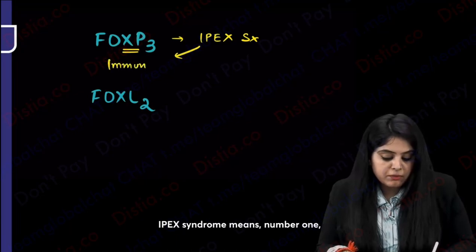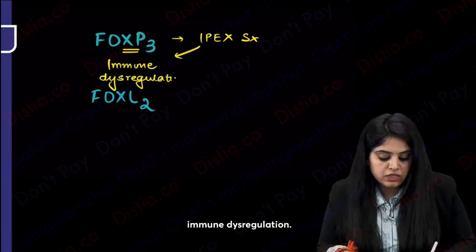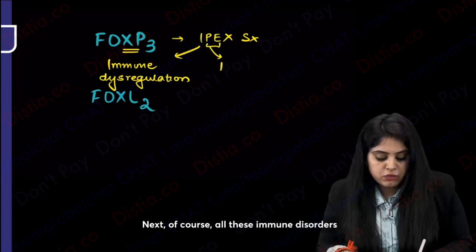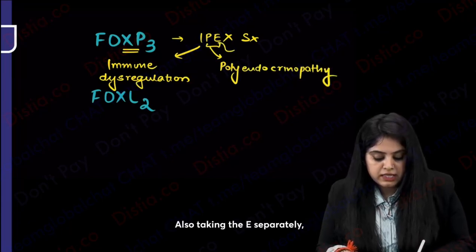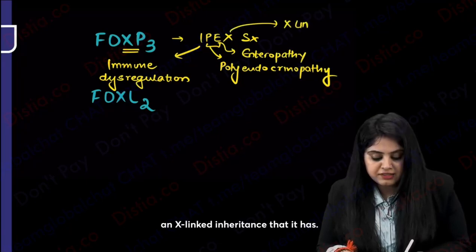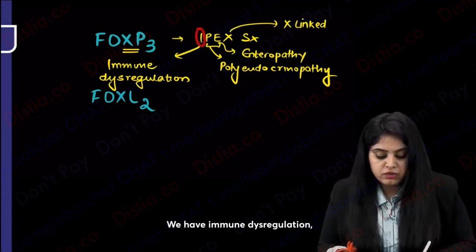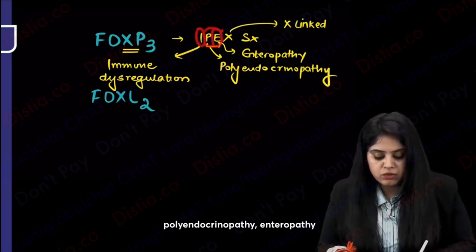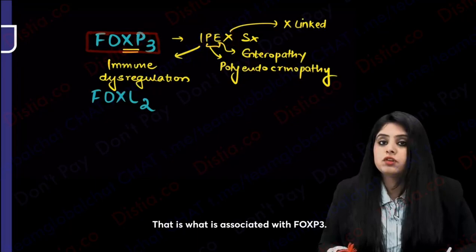IPEX syndrome means, number one, there is going to be a problem in the immunity, immune dysregulation. Next, of course, all these immune disorders are associated with endocrinopathy. So polyendocrinopathy will happen. Also, taking the E separately, these patients are going to have enteropathy. And finally, there is an X-linked inheritance. Let's do a recap. We have immune dysregulation, polyendocrinopathy, enteropathy, and X-linked disorder. That is what is associated with FOXP3.